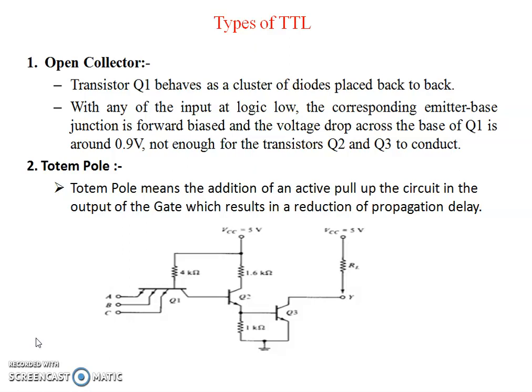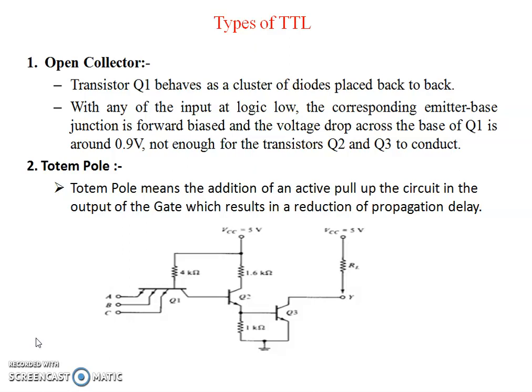Similarly, when all the inputs are high, all base emitter junctions of Q1 are reverse biased, and transistors Q2 and Q3 are current biased and used in saturation mode. The output is then always logic low.